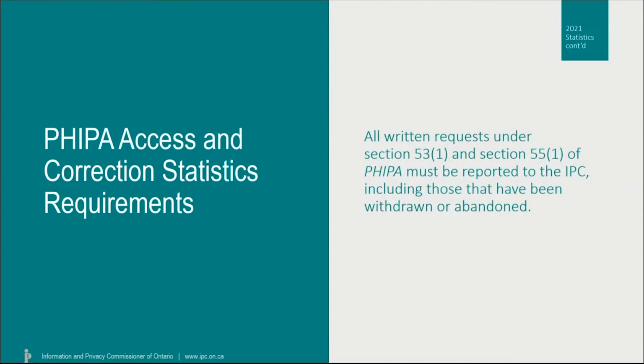Section 53 speaks to a patient's statutory right to request access to their personal health information. When they exercise this right in writing, when they submit a written request, please include these types of access requests in your report. And likewise, under Section 55, another statutory right that patients or individuals have is the right to request a correction of their personal health information. And so when they make this type of request in writing, it's also included in the statistical report, even if it's been withdrawn or abandoned. And we'll delve into that a little bit further in the presentation.